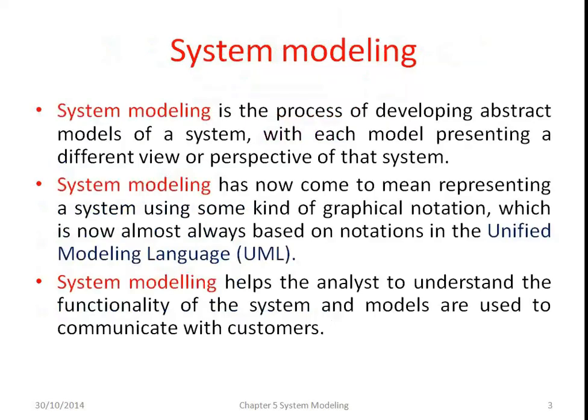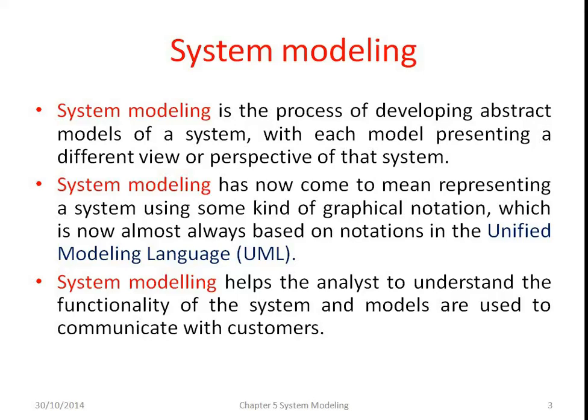What do you mean by system modeling? What is the use of this? System modeling is the process of developing abstract models of a system. The whole system contains different models, and all the models combine to form a whole system. For example, a calculator system contains four models: addition, subtraction, division, and multiplication model. All these four models integrate to form a calculator system.